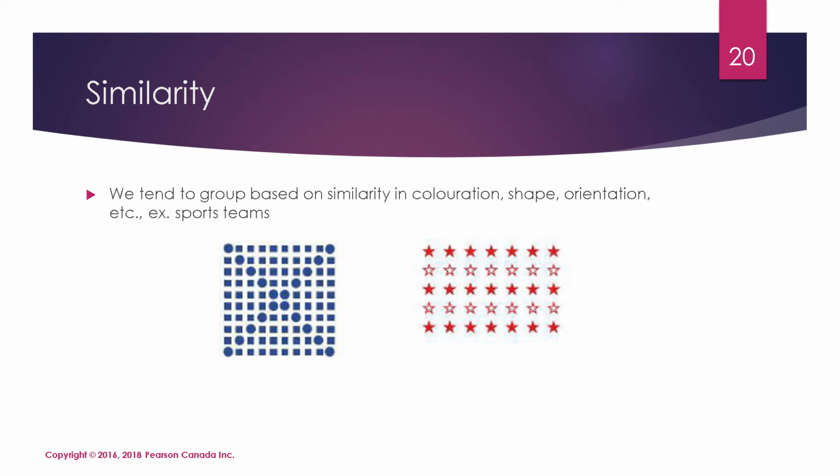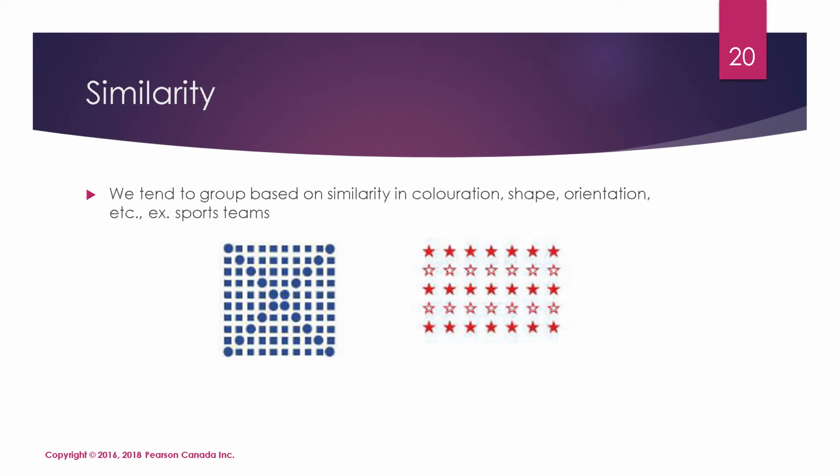Because the circles are more similar to each other than they are to the squares, we perceive them as being grouped together. The same thing in the second one here. This one is an example of coloration and similarity. We see that some stars are red and some stars are white, and we tend to be much more likely to group them together as rows of alternating red and white stars, as opposed to looking downwards and saying, okay, well, it's red, white, red, white, red. So we tend to group them again based on their similarity, this time in coloration.